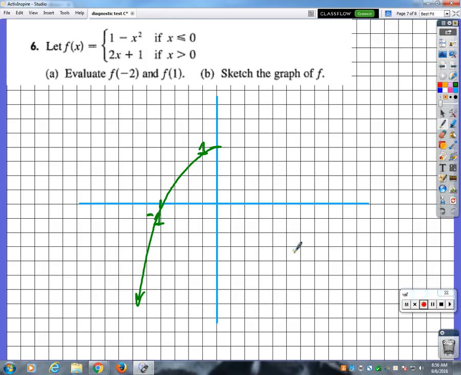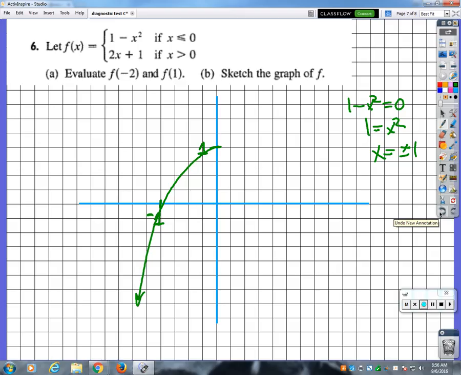Yeah, so to find out where it crosses the x-axis, you can basically just take the equation and set it equal to 0. And if you add x squared to both sides, you get 1 equals x squared. So your answers are x equals plus or minus 1. But we're only messing with the negative side, so we're going to leave that alone. You could graph both sides, so the other side would look like that. But this says x is less than or equal to 0, so I don't want that right-hand side, because the right-hand side is reserved for the function 2x plus 1.